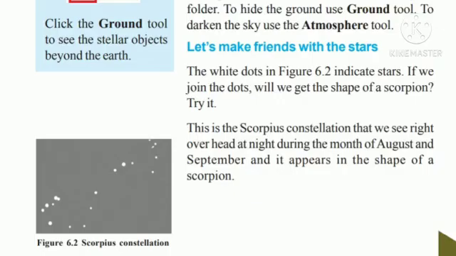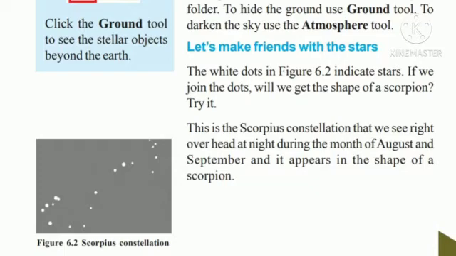The next activity in your textbook is, let's make friends with the stars. In your textbook, page number 53, there is figure 6.2. You can see white dots, right? If we join the dots, we will get the shape of a scorpion. This is the Scorpius constellation that we see right overhead at night during the months of August and September, and it appears in the shape of a scorpion. Mind-boggling shapes in the sky can be seen on the computer with the help of Stellarium software.